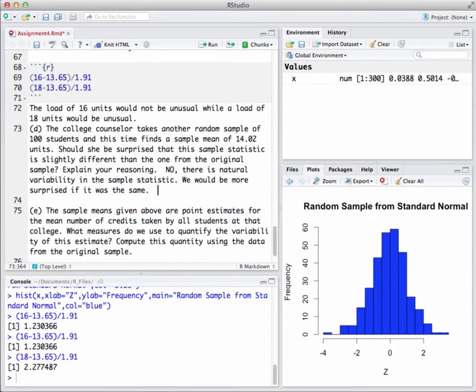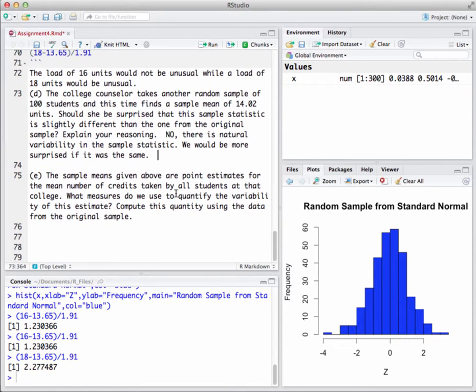Okay. All right. It says the sample mean gives a point estimate for the mean number of credits taken by all students at the college. What measures do we use to quantify the variability of this estimate? Compute this quantity using the data from the original sample. Okay. All right. So the sample mean is more of a statement than anything. This is telling us that the sample mean given is a point estimate. What measures do we use to quantify the variability of this estimate? So we would use the SE of the sample mean.